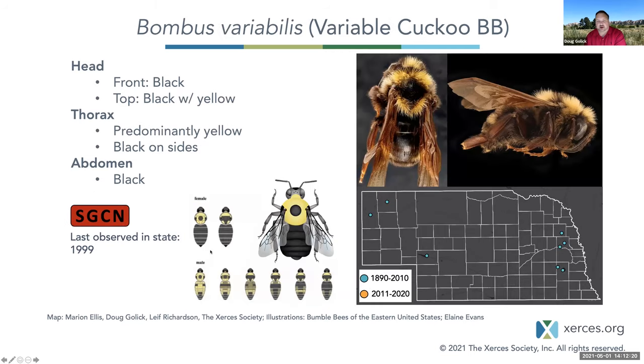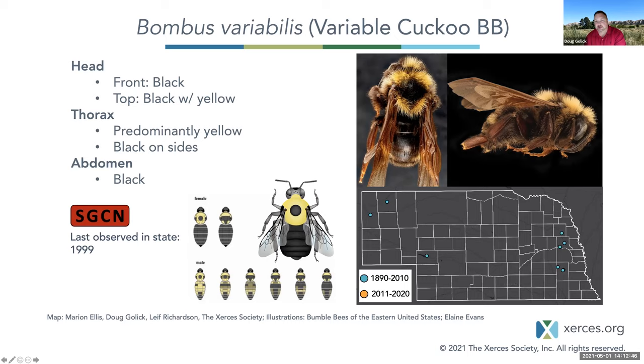Finally, Bombus variabilis, which I've probably collected the most of in the state of Nebraska. I think I've had four or five records of this in my time here. Very similar to Bombus impatiens, or even looks very similar to a carpenter bee. It has almost completely yellow atop its thorax, and very few, if any, black hairs, any yellow hairs on the abdomen. And those hairs that are there on the abdomen are mostly black and pretty sparse.